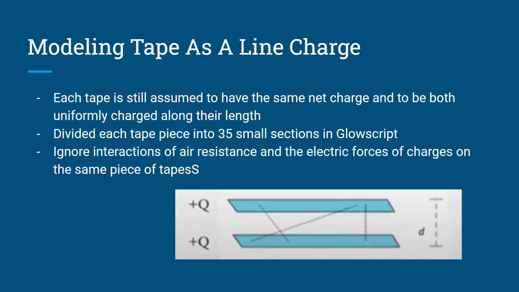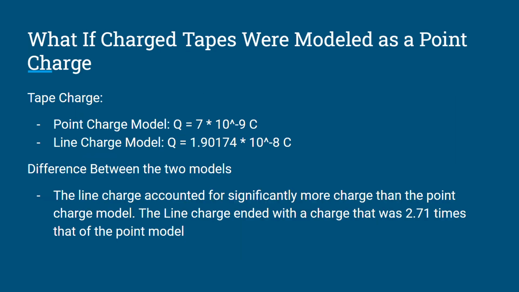Modeling tape's line charge: each tape is assumed to have the same net charge and both uniformly charged along their length. I divided each tape into 35 small sections in GlowScript, ignoring air resistance and the electric forces of charges on the same piece of tape. So the positive charges on that one tape, we're going to ignore what they do on the other charges that are on the exact same length.